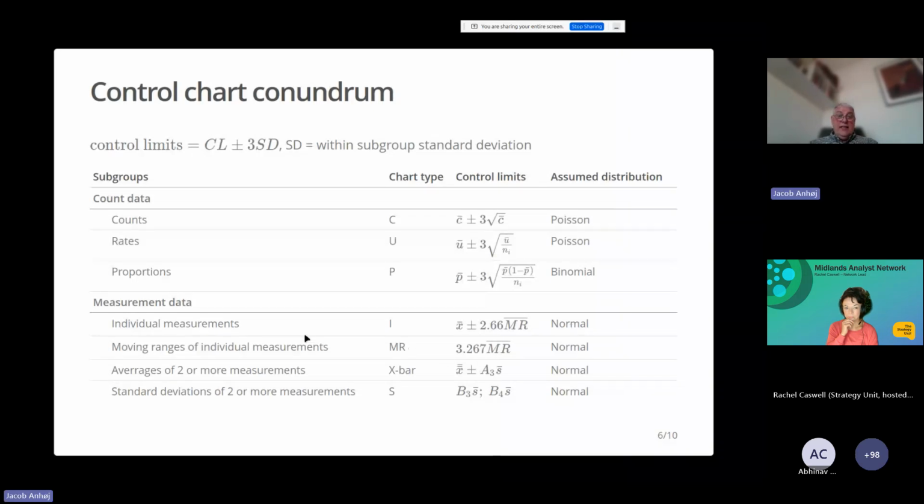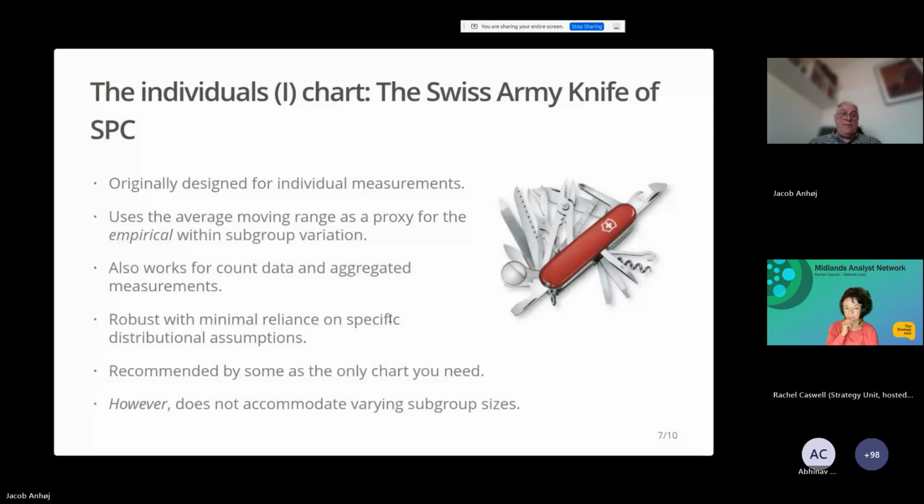I'd say one thing about the I chart for individual measurements. The I chart is considered the Swiss Army knife of SPC. It was originally designed for individual measurements, for example, individual measurements of blood pressure. But it has been shown to be useful for almost any type of data. It's very robust to deviations from distributional assumptions, and it also works well for count data and aggregated measurements.